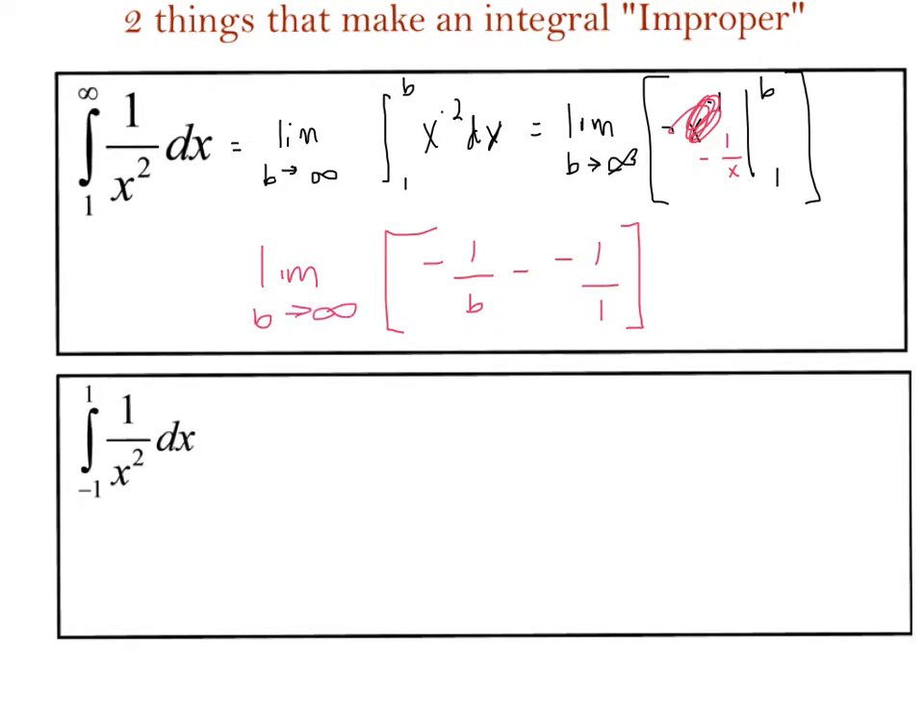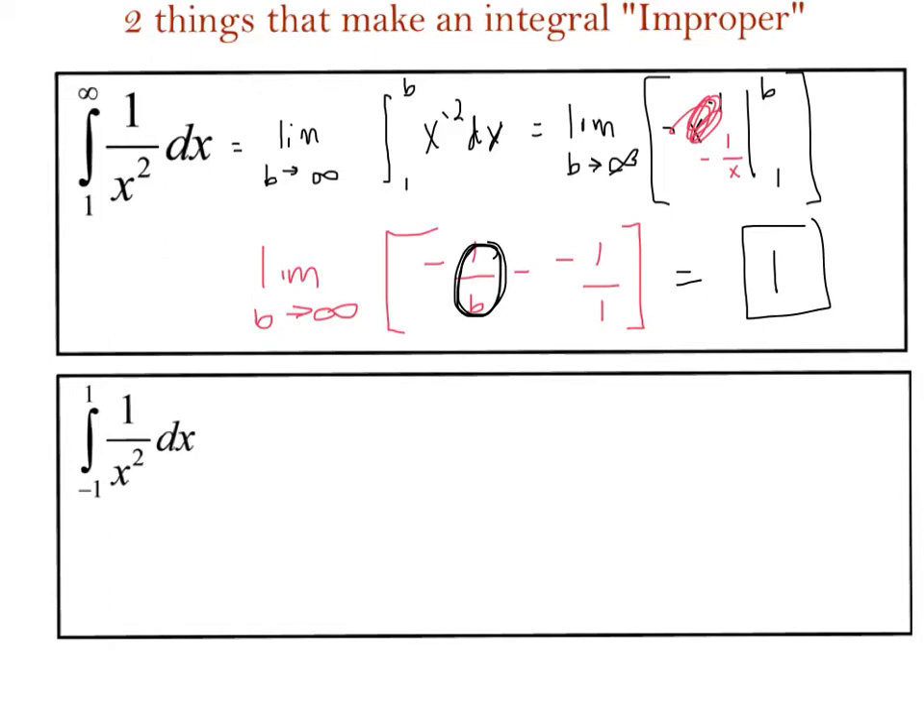Nothing I've done so far has been any different. I found the antiderivative and plugged in the bounds, it's all just regular Fundamental Theorem part 2. The only difference is, right here at the end, I say, as b gets larger and larger, what happens to this fraction? It approaches 0. Well, 0 minus negative 1 is 1. So that is the limit of our area.